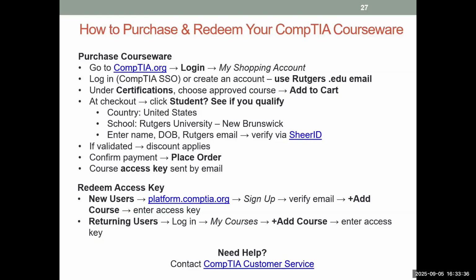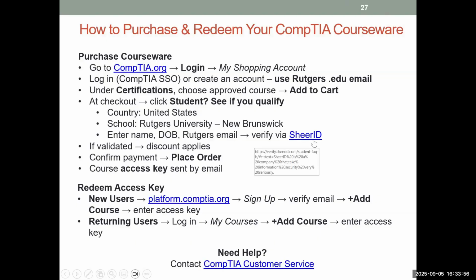Purchasing, this is how you're going to purchase it. So again, this is in here. It's also in the assignment and it is also in the module. So make sure that you take a look at that. You do have to verify that you are a student in order to get the discount. So this part right here is really important.